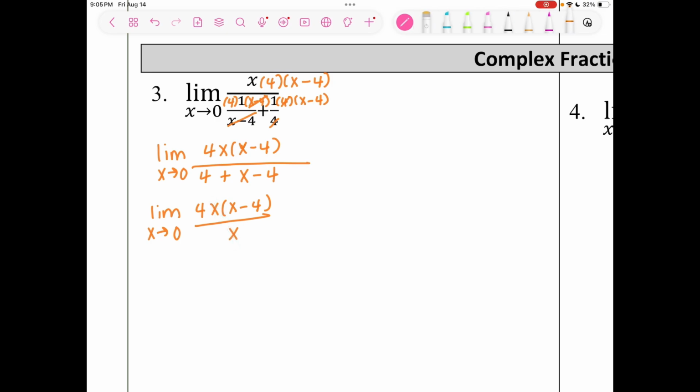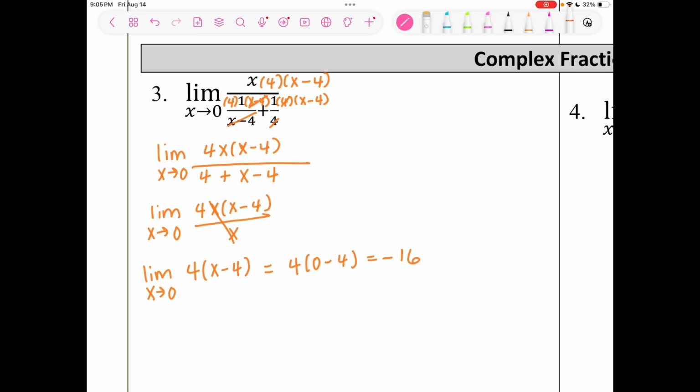And so then what I'm going to have here is the limit as x goes to 0 of 4 times (x minus 4). And then I can direct substitute. I don't even have a fraction anymore. And so that's going to be 4 times (0 minus 4), which is going to be negative 16. And so that limit ends up being negative 16 for that one after we direct substitute once we simplify.